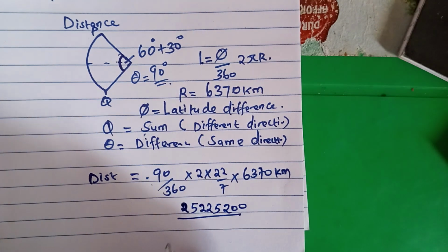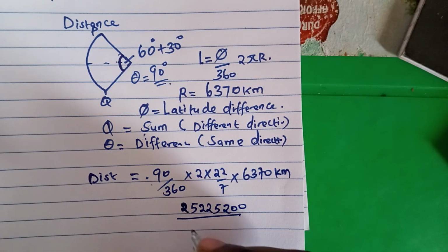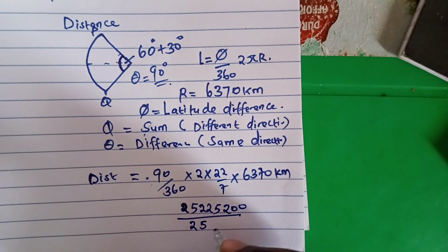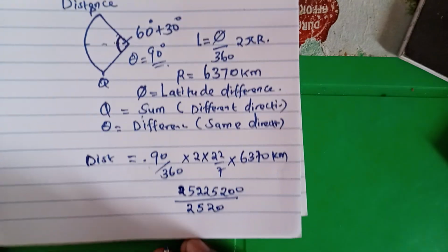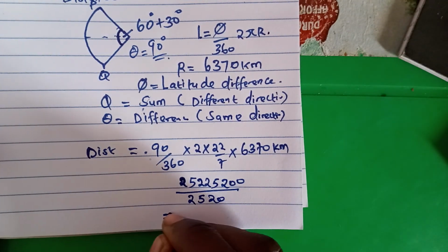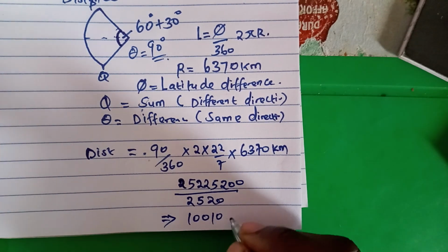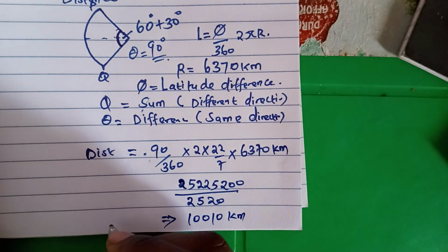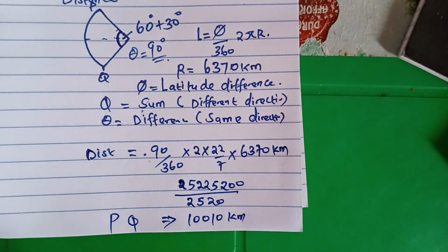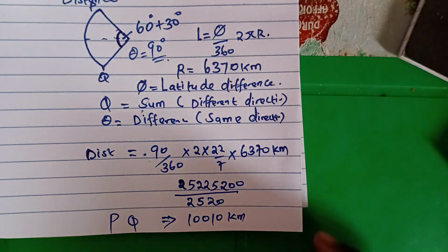We divide by the denominator, 360 times 7, which is 2,520. So if we divide, we are going to end up with a distance of 10,010 kilometers. This will be the distance PQ. So that is how we calculate distances along great circles. The distance PQ will be 10,010 kilometers. Let us have another example.